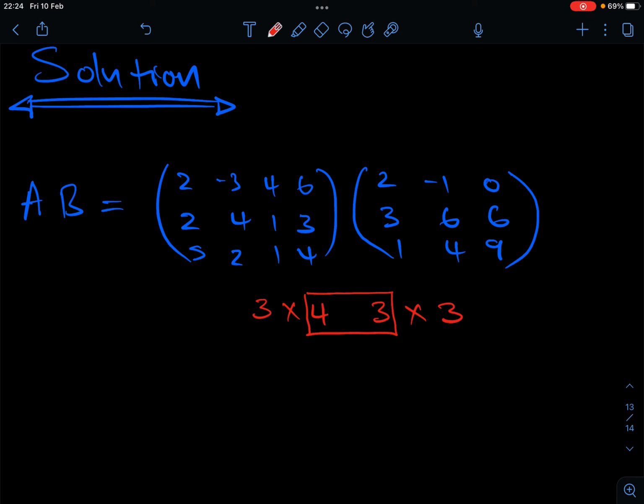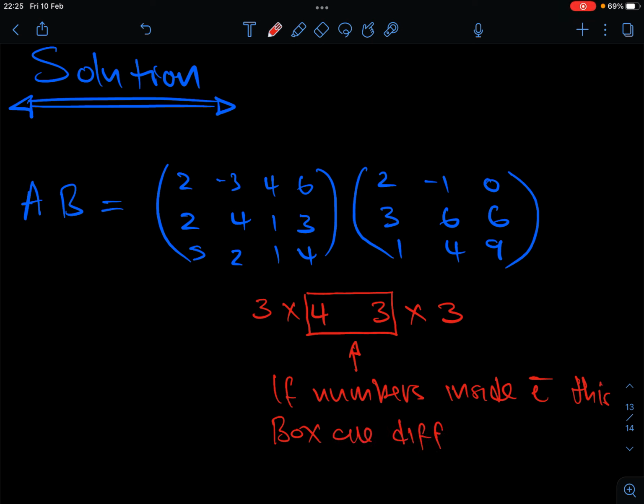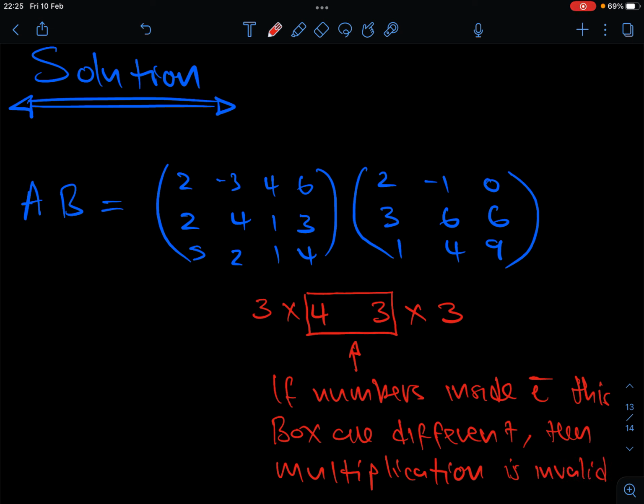You see that? So if numbers inside the box are different, then multiplication is invalid. You see that? So when this is the case, that you have these two things inside the box not being the same, then it's an invalid operation.